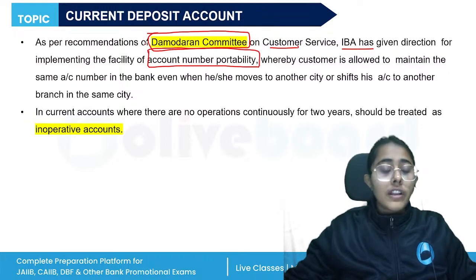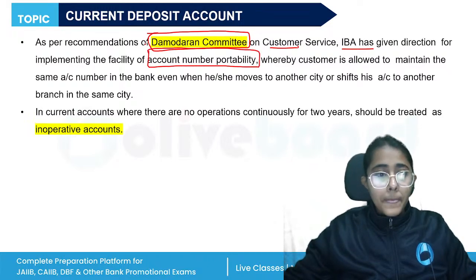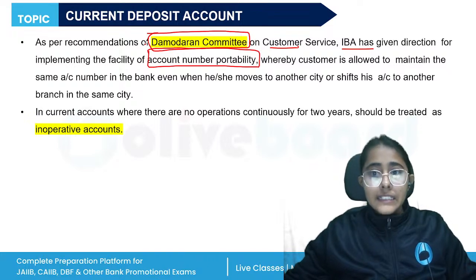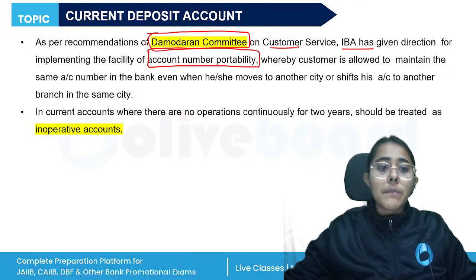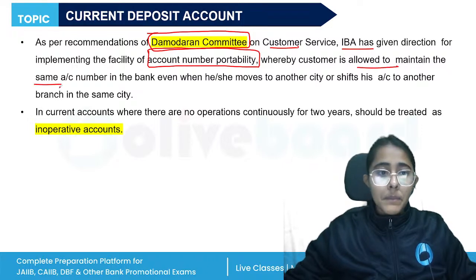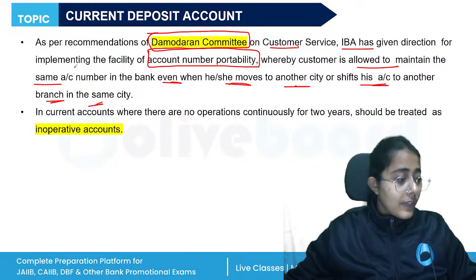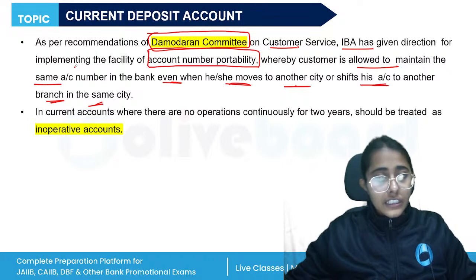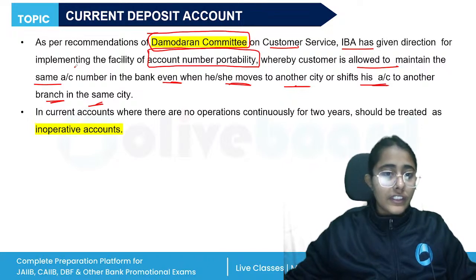So even if the current account holder is changing the city, they can still maintain the same account number in a bank. A customer is allowed to maintain the same account number in a bank even when she or he moves to another city, or shifts their account to another branch in the same city. So even if they're changing cities or changing branch, they will now have the facility of account number portability.